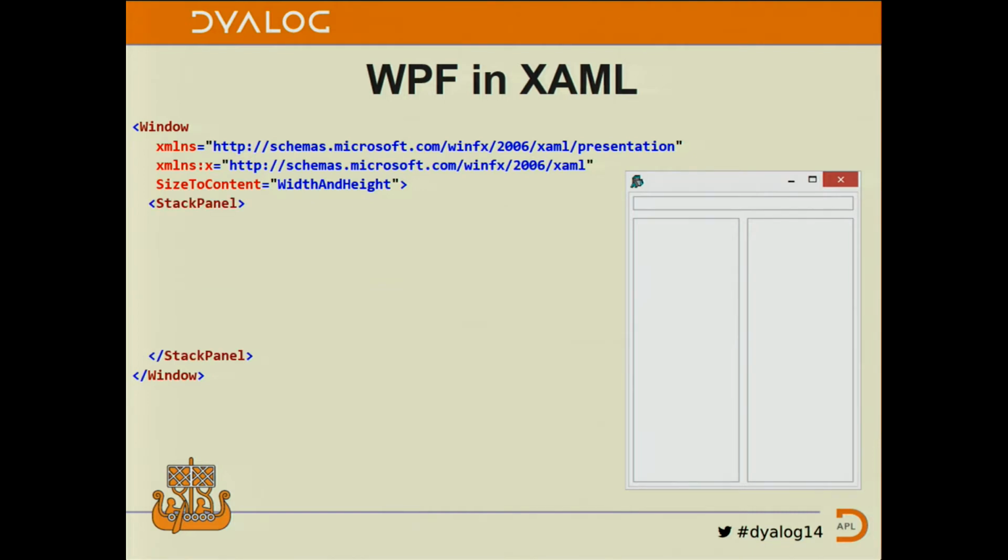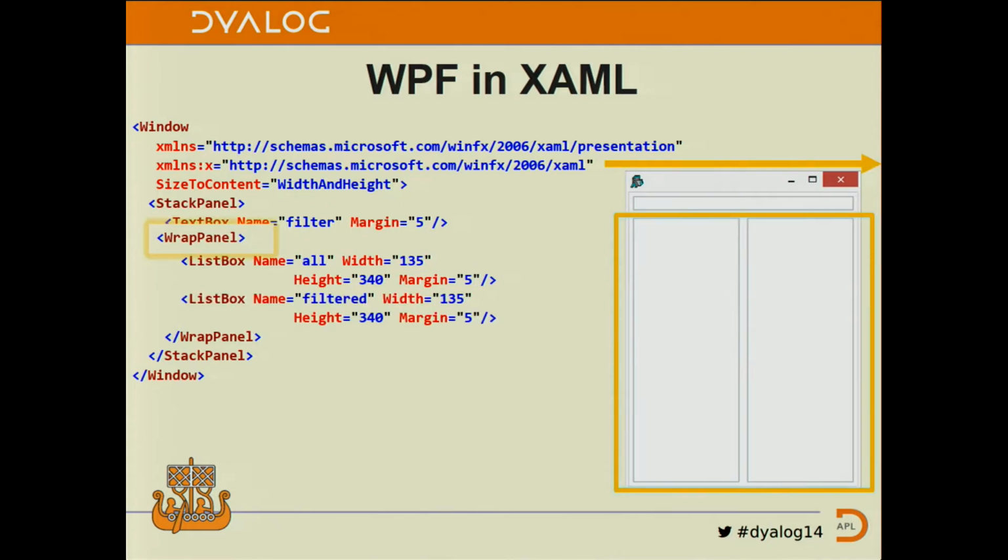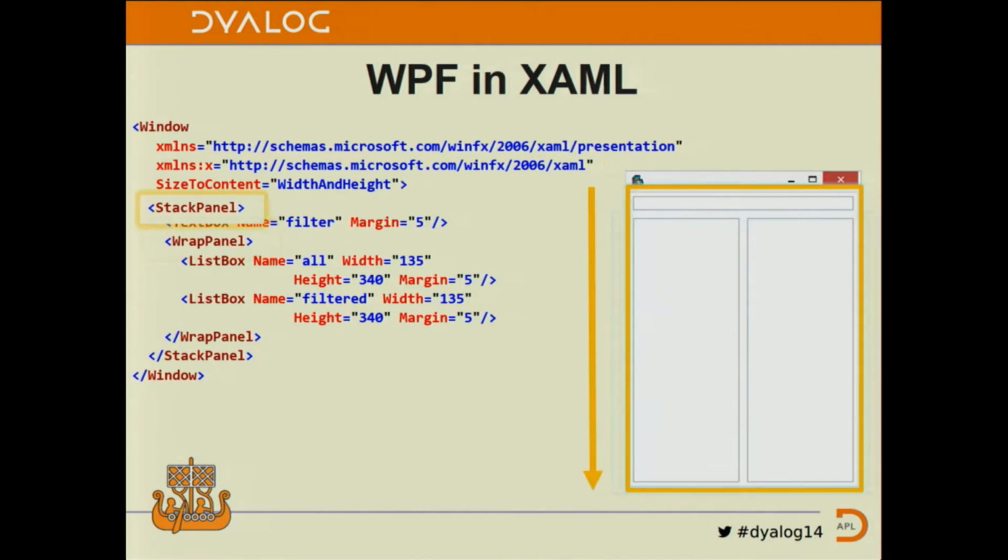And inside that, we have a stack panel, which is a user interface element that arranges its children, orders them, and worries about their geometry on the screen. Inside our stack panel, we have the text box at the top, and then a wrap panel, which organizes its children horizontally. Inside the wrap panel, we have one list box and another list box. The wrap panel arranges its children horizontally by default, and a stack panel arranges its children vertically.